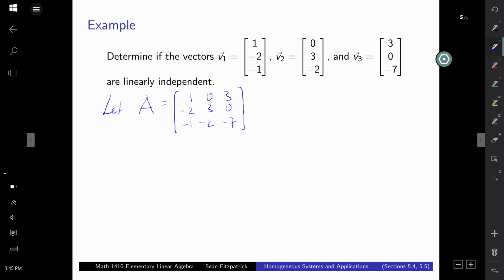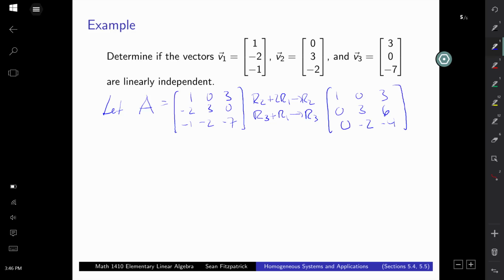So let's reduce. We've got a leading 1, so what are our first two row operations? Row 2 plus 2 row 1 becomes my new row 2. Row 3 plus row 1 becomes my new row 3. 1, 0, 3, 0, 3, 6, and 0, -2, -4. And you can maybe see what's going to happen here. What do we do next?